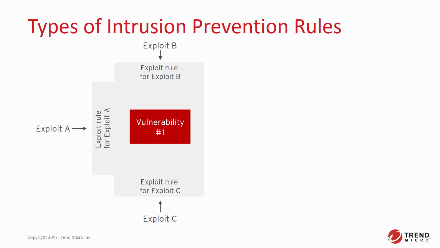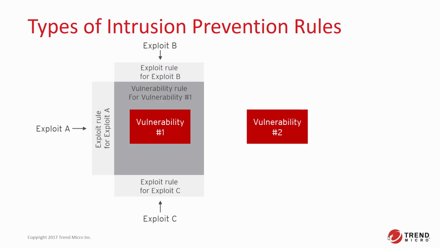to protect. Eventually, what we can do is take a look at the commonality within those exploit rules and develop a vulnerability rule. And this vulnerability rule will protect against all of the different exploits. So whereas before we had 3 separate exploit rules, now we have 1 vulnerability rule.